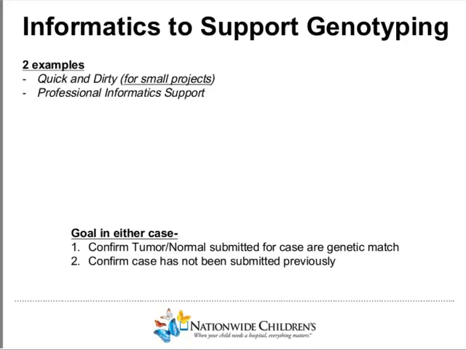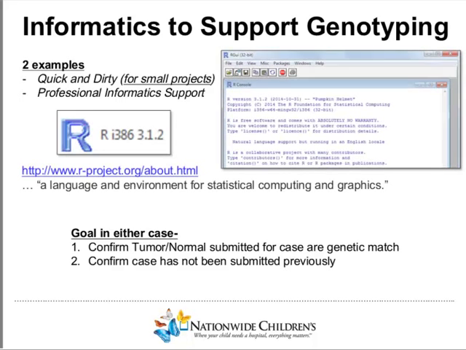Again, the goals of this remain the same. Tumor normal must match, and they must be unique. So what's a quick and dirty approach? To make this simple, you can do pairwise correlations on the genotype output from the Sequenom. A very simple and fast way to execute those pairwise correlations is using this R program, which is essentially a language and an environment for statistical computing.